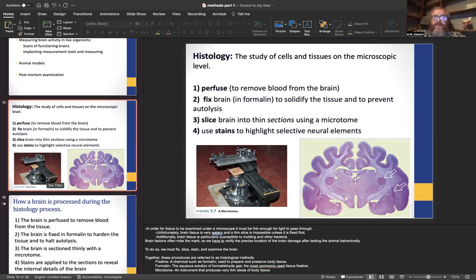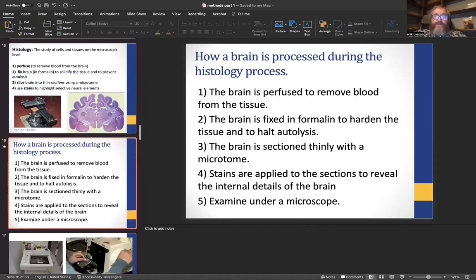Then you would fix the brain in a formalin solution and let it sit there for some period of time. Typically, you wait until it floats. Then you would slice the brain into thin sections using a microtome and stain the specific sections using some sort of stain, like the Nissl stain, the Golgi stain. And again, I'm not going to quiz you on the different types of stains.